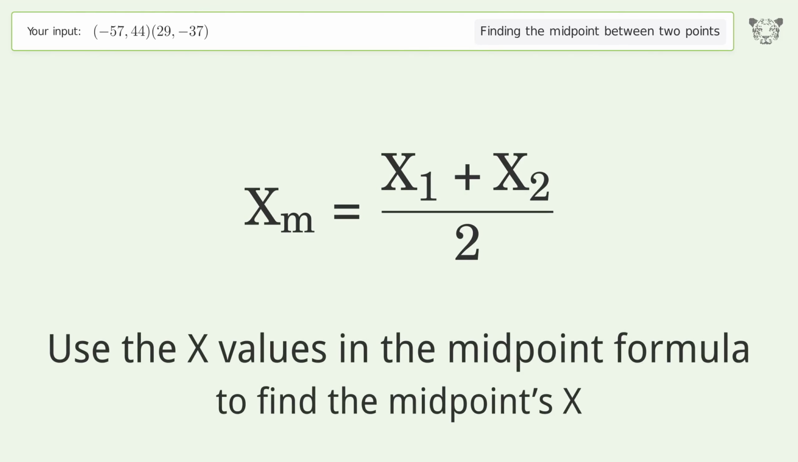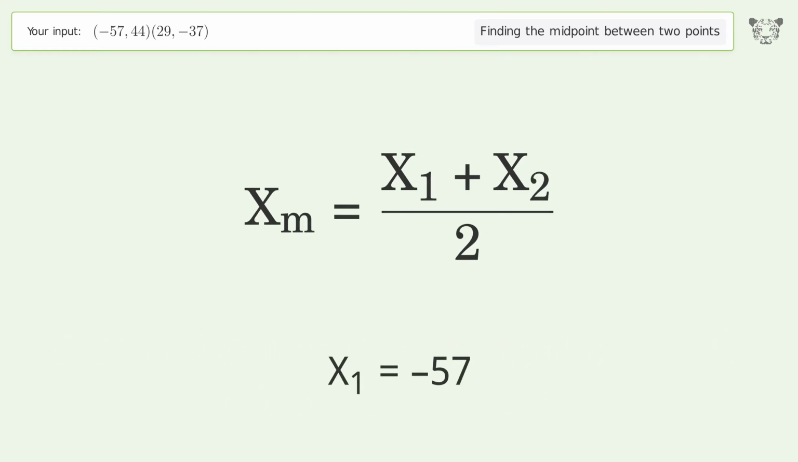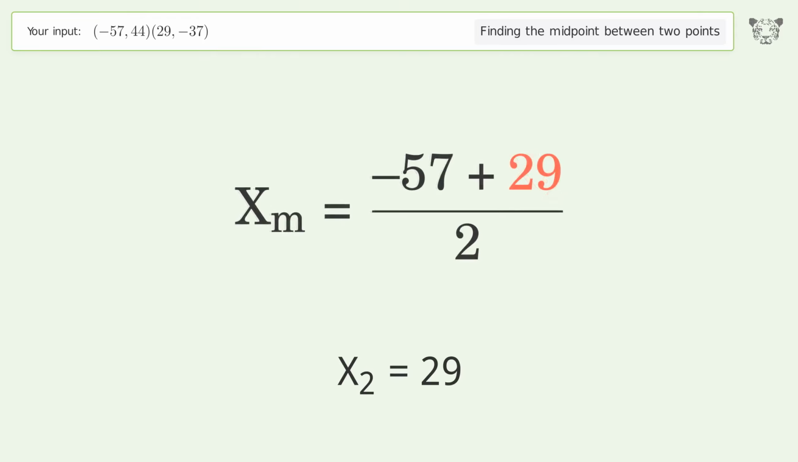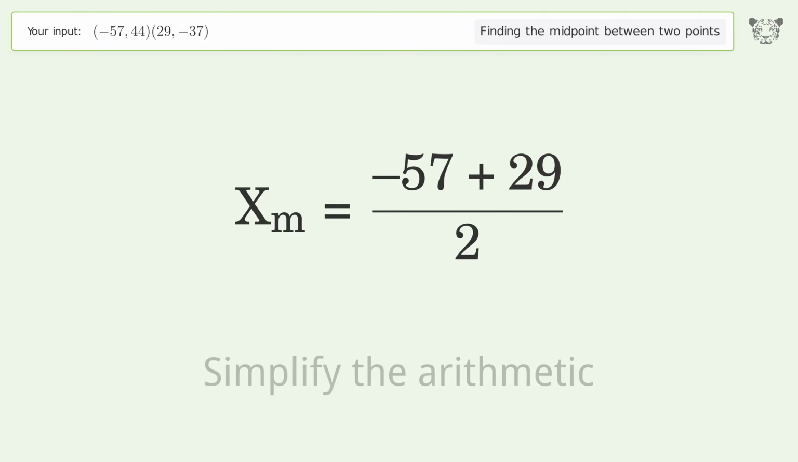Use the x values in the midpoint formula to find the midpoint's x. x1 equals -57. x2 equals 29. Simplify the arithmetic.